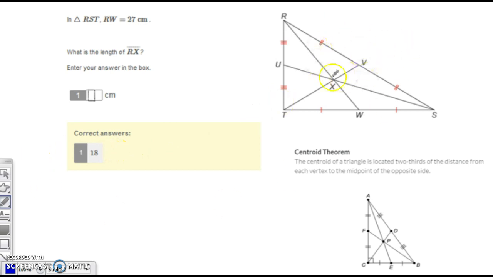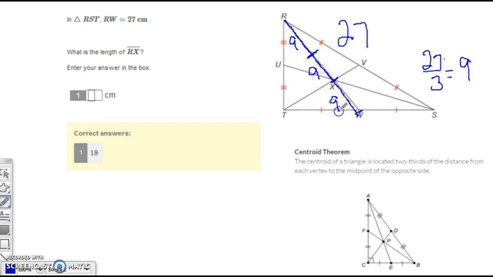All right, again, we have some medians, so we know we're dealing with the centroid, so we can use that centroid theorem. It says RW, so the full length is 27 units. And now it wants to know the length of RX. So again, I'm going to take that longer piece RX, I'm going to divide it right there, and then I'm going to take this piece. So I split my line into 3 congruent segments. So I'm going to take that 27 and I'm going to divide it into 3 to figure out what each of those segments are. And 27 divided by 3 is 9. So now I know each of those pieces is 9. And since I want RX, I need to add 9 plus 9 together to get 18.